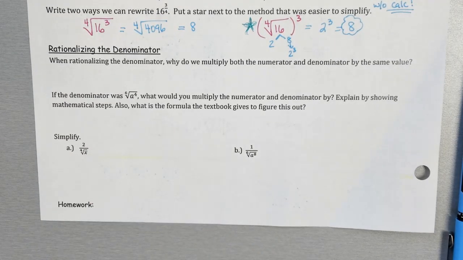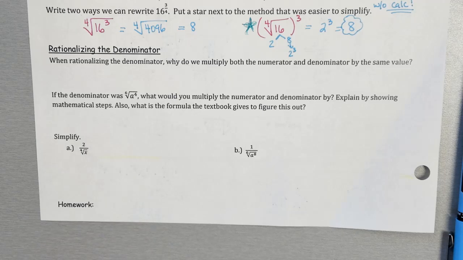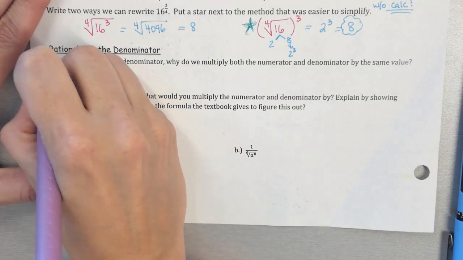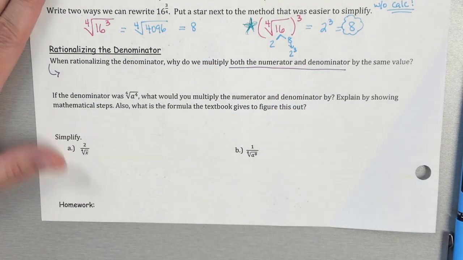All right, so rationalizing the denominator. When you're rationalizing the denominator, why do we multiply both the numerator and denominator by the same value? So we have to do that. Why do you have to make sure that you do that to top and bottom? Yeah, Anna? Yeah, it won't be an equivalent fraction. It is equivalent if you multiply the same number to the top and the bottom, because what is that equivalent to? Yes.